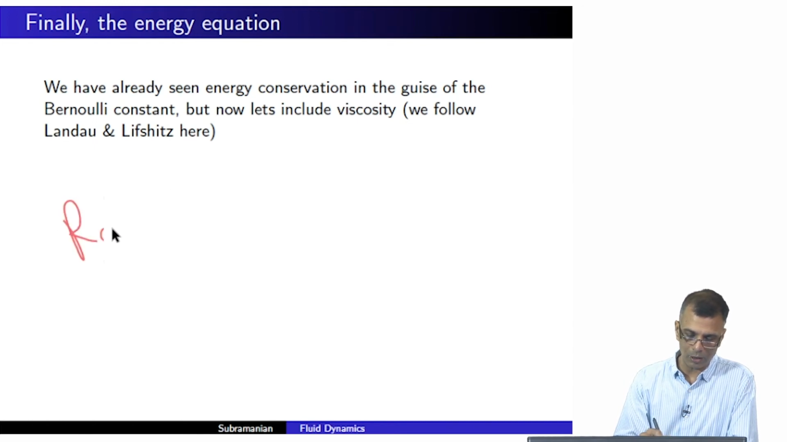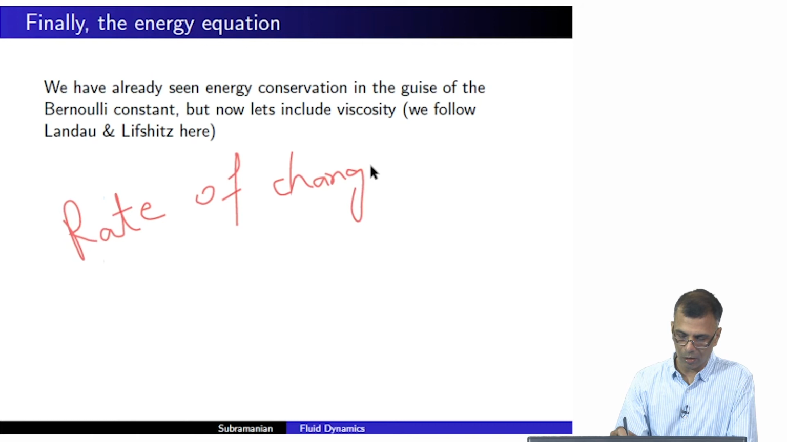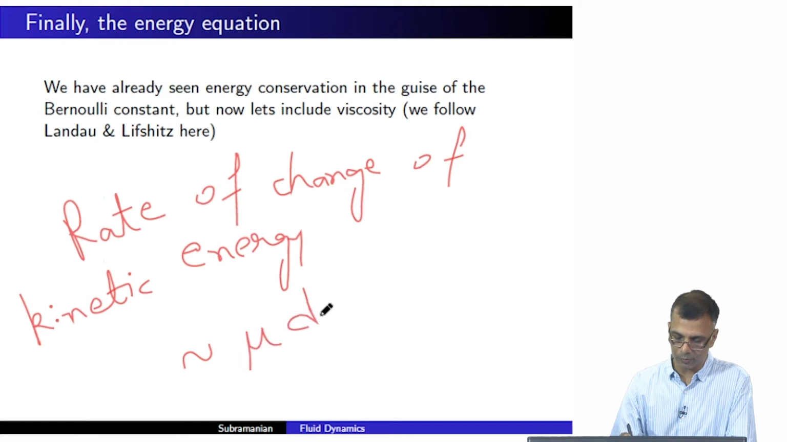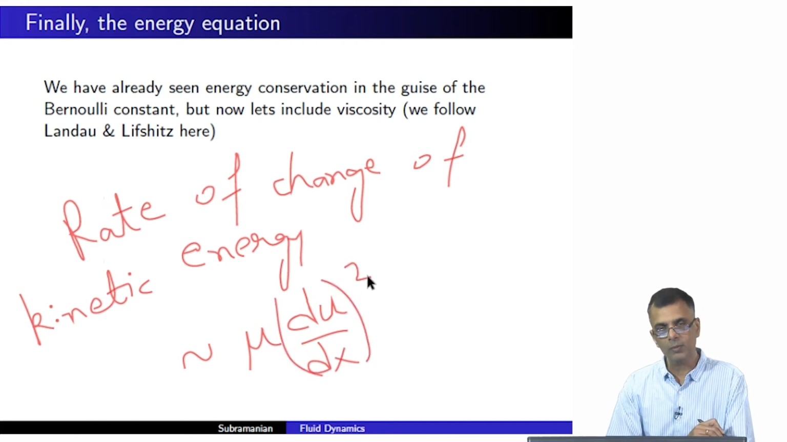So we will anticipate that result, and we will see that the rate of change of kinetic energy of a fluid parcel will turn out to be an expression like mu times something. This is what viscosity does for you, where, as you know, mu is the coefficient of dynamic viscosity. So this will be our main result after this discussion. Okay, so let's see how it comes about.